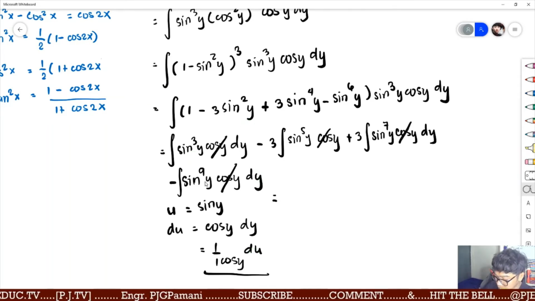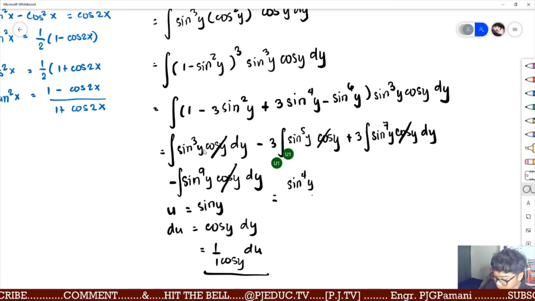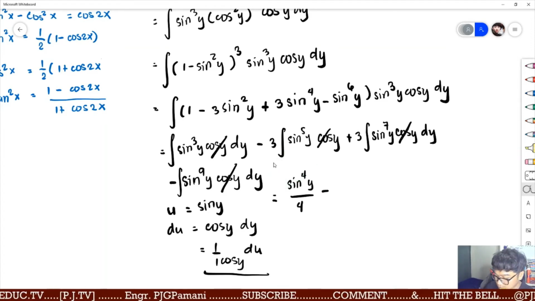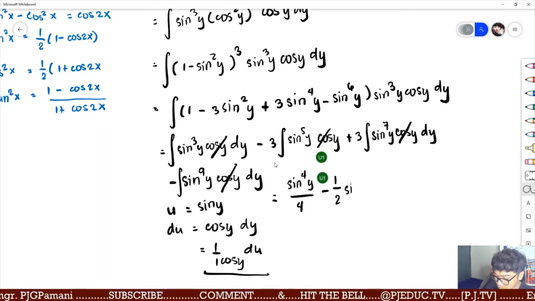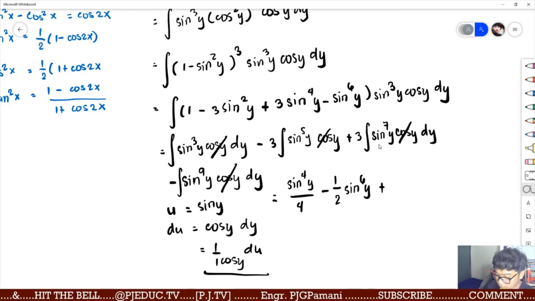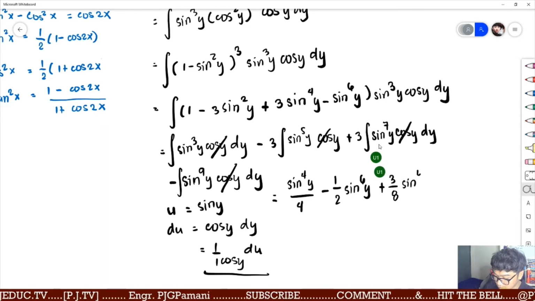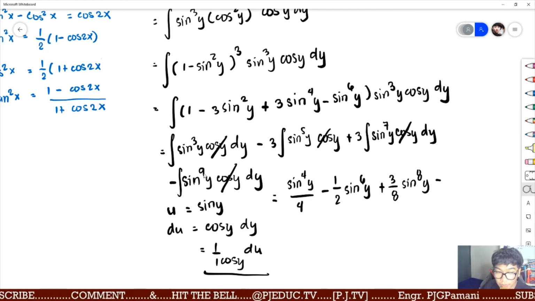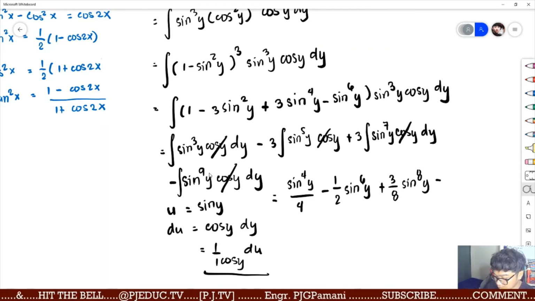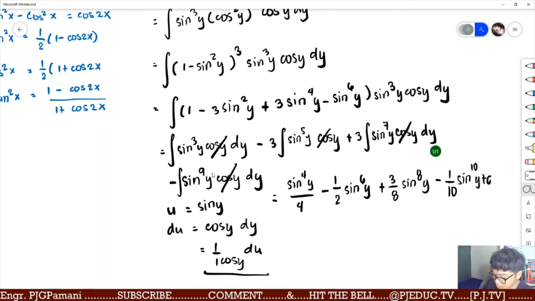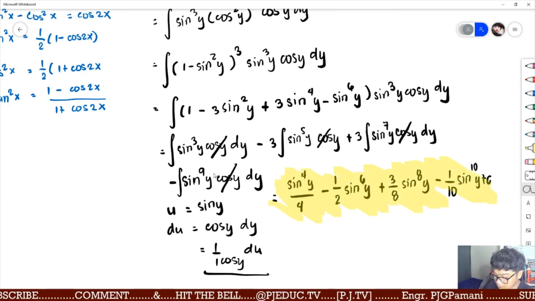So basically, that is now sine cube plus 1 sine raised to the 4th y over 4 minus sine 5th plus 1 is 3 over 6, which is now 1/2 of sine raised to 6y plus sine raised to 7th plus 1 is 8, 3 over 8 of sine raised to the 8th power y minus sine raised to the 9th power plus 1 is 10. So 1 over 10 sine raised to the 10th y plus c. So yan na ngayon yung ating final answer.